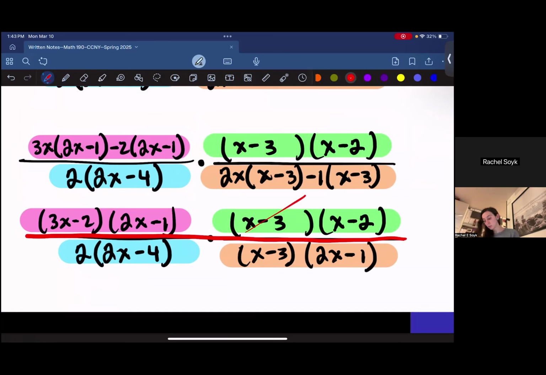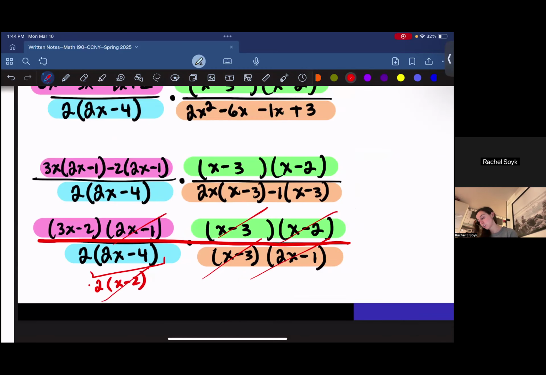X minus 3 in the numerator, x minus 3 in the denominator. This is my favorite part. A lot of things cancel out. 2x minus 1 in the numerator, 2x minus 1 in the denominator. Anything else? You'll notice that this 2x minus 4, we can pull out another 2, and when we do, we're left with x minus 2. And x minus 2 in the numerator, x minus 2 in the denominator.